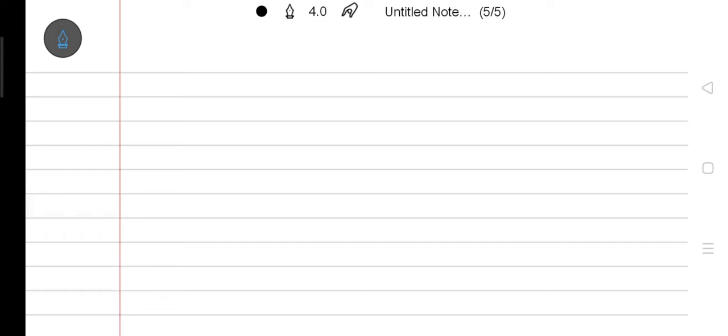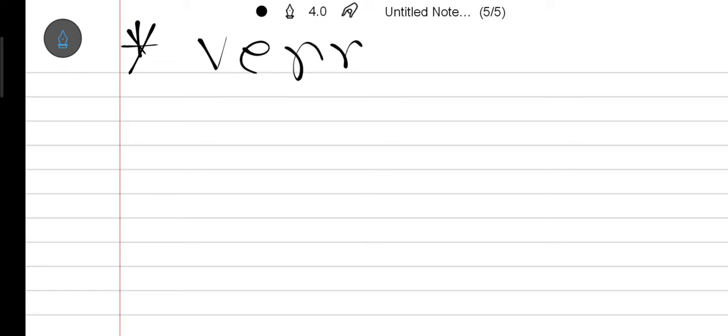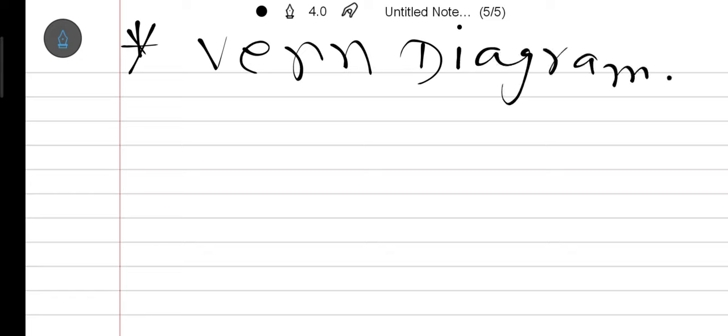Okay, so now here comes the most interesting part in sets, that is the Venn diagram. So here comes a Venn diagram. See, Venn diagram. So what is a Venn diagram?